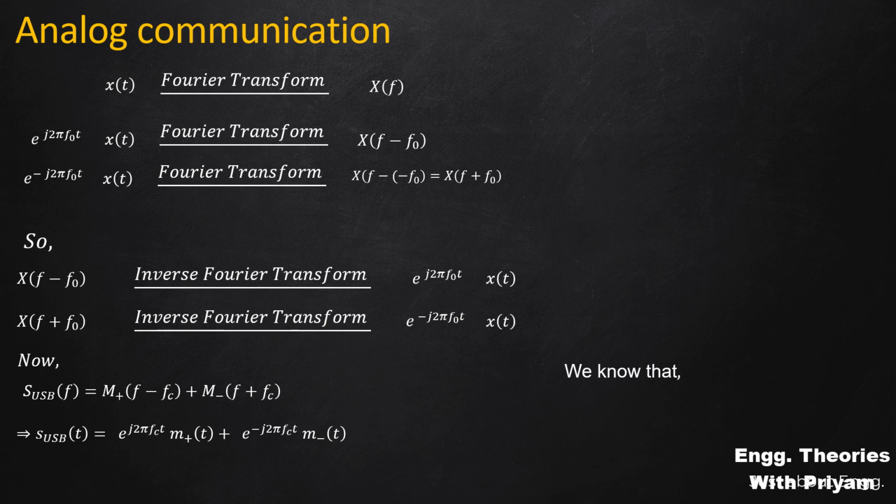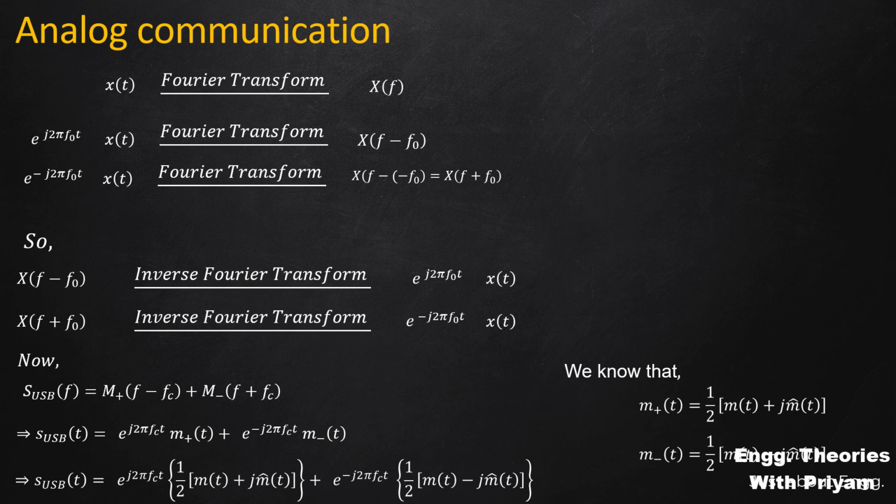Now we know that m plus of t is equal to half into m(t) plus j into m cap of t, and m minus of t is equal to half m(t) minus j into m cap of t. If we put this value in the equation, then the upper sideband signal in the time domain can be written as e to the power j2 pi fc t into half into m(t) plus j into m cap of t, plus e to the power minus j2 pi fc t into half into m(t) minus j into m cap of t.